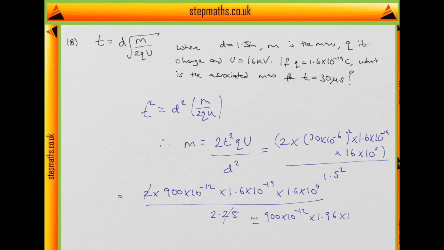1.96 times 10 to the minus 19 plus 4 minus 15, which is going to give us approximately 1.9. Let's do 9 times 2, so that's 1,800 times 10 to the minus 27, which is approximately equal to 2 times 10 to the minus 24 kilograms. So that's D.